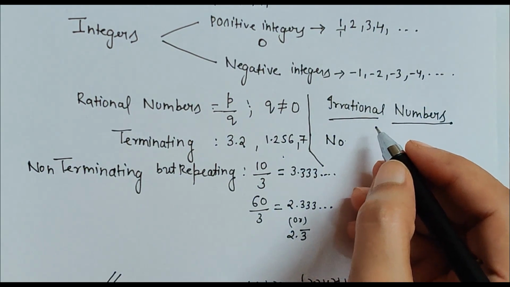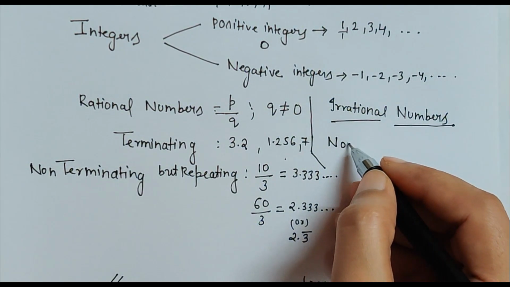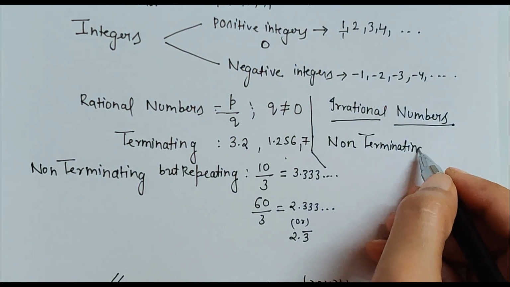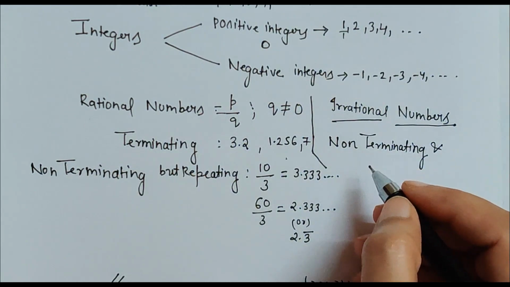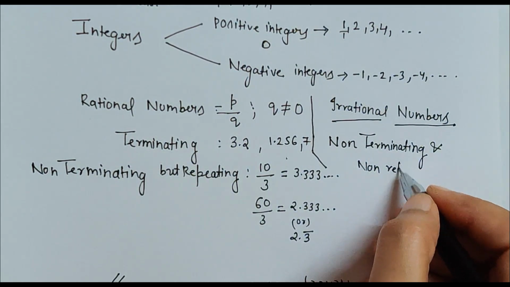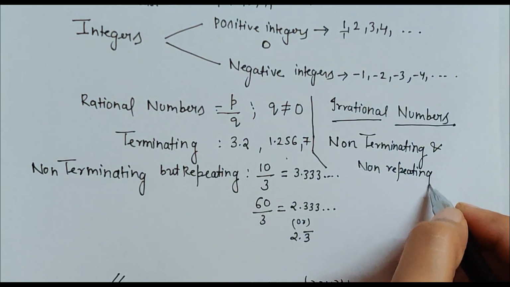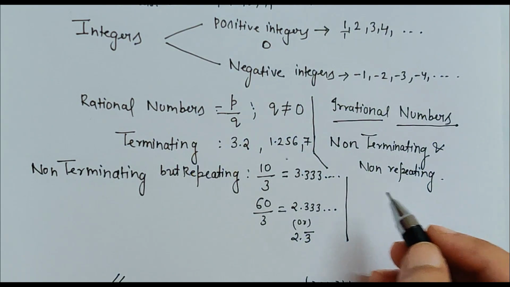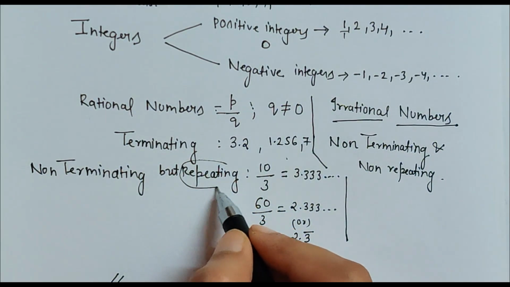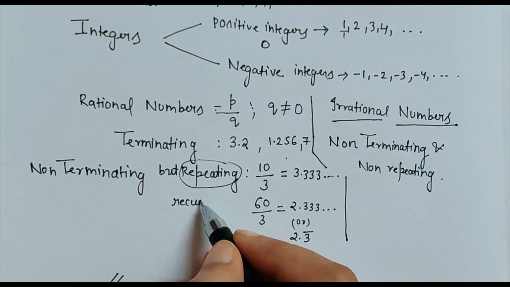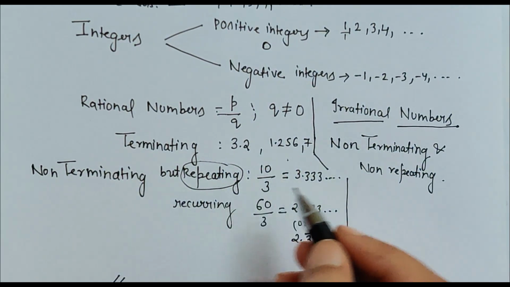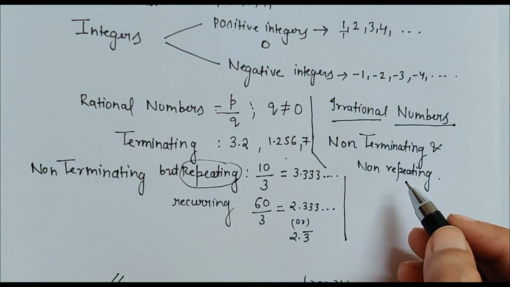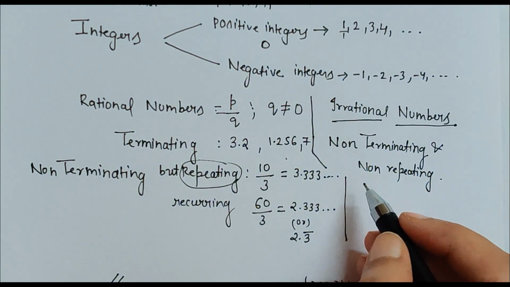So irrational number is what? The decimal expansion which is non-terminating and non-repeating, or we can say non-recurring. Another term for repeating is recurring. Similarly, non-terminating and non-recurring decimal expansions are also called irrational numbers.